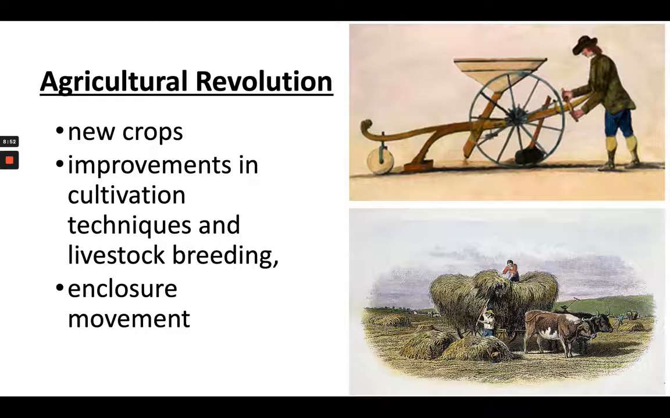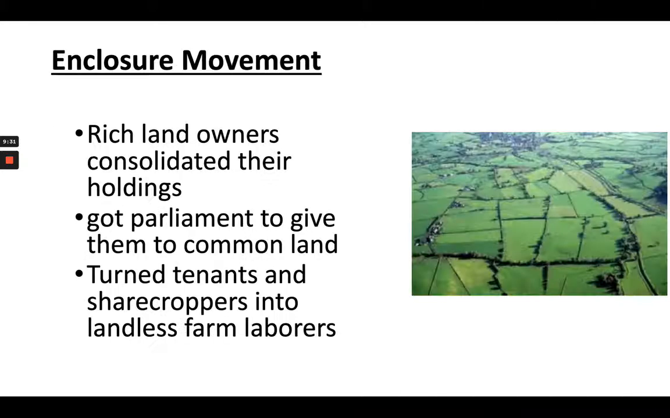So, one of these big changes is going to be known as the enclosure movement. The enclosure movement turns tenants and sharecroppers into landless farm laborers. Let's talk about these changes a little bit. Well, you are going to see the introduction of the enclosure movement, the introduction of crop rotation, of fertilization. You see that the soil will be changed as well.